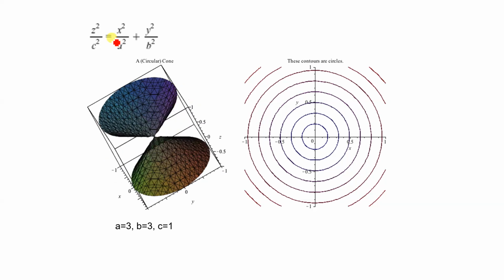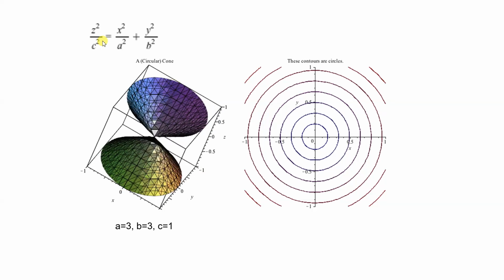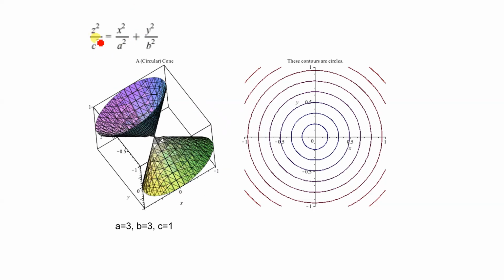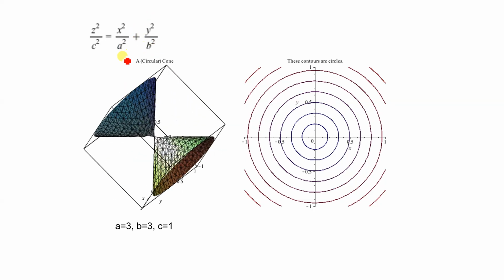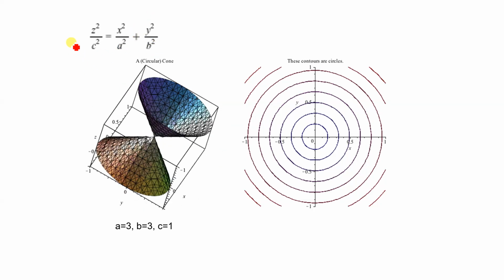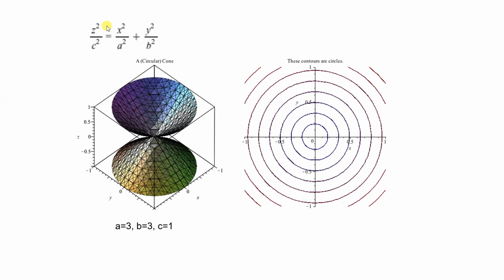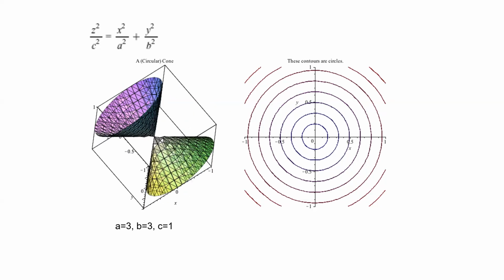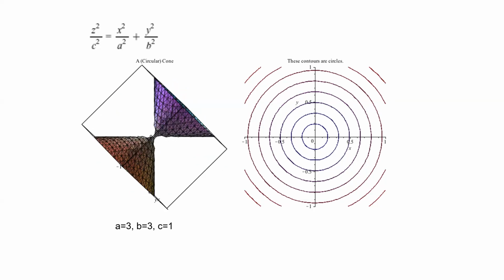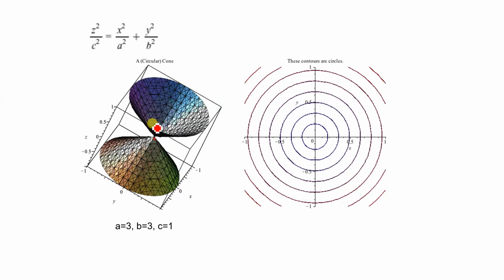And if we don't have any constant term, all the terms are square terms, and we can write the equation in this form: z square over c square is equal to x square over a square plus y square over b square. Then this is called elliptic cone. If a square and b square both are equal, then the cone is called circular cone, and otherwise it is called elliptic cone. And it also has two parts, but both the parts are connected at one central point. You can see here.